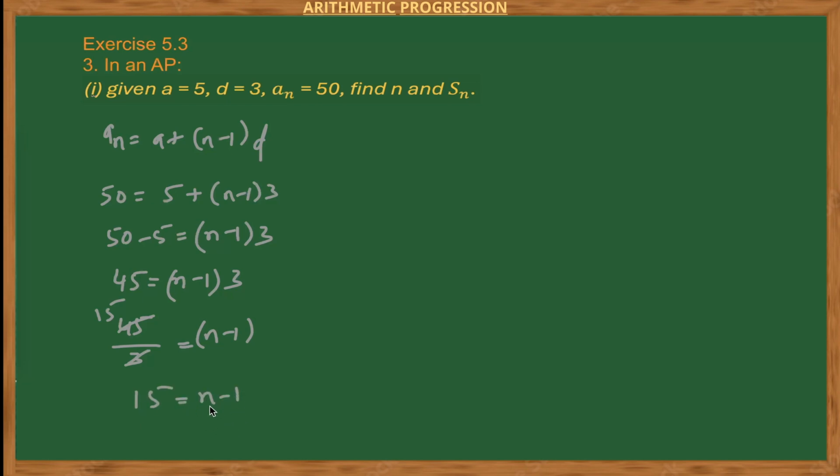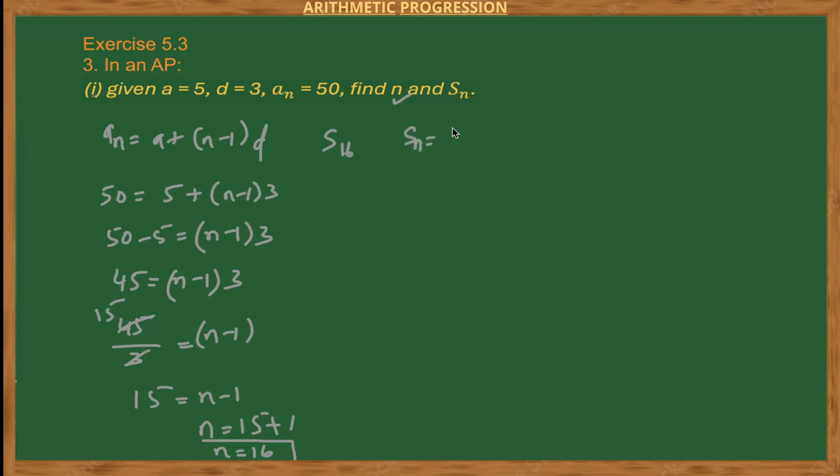So n minus 1 is 15. Let n be here: n is equal to 15, and the minus 1 goes over and becomes plus 1. So n is equal to 16. So we got the value of n. Now S16. As per the question we need to find Sn, and since n is found, we need to find S16. For that we need the formula for Sn.